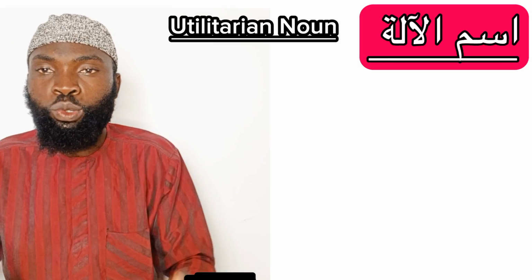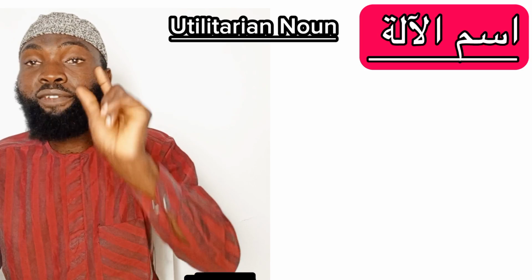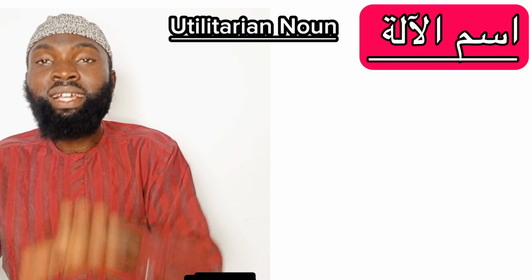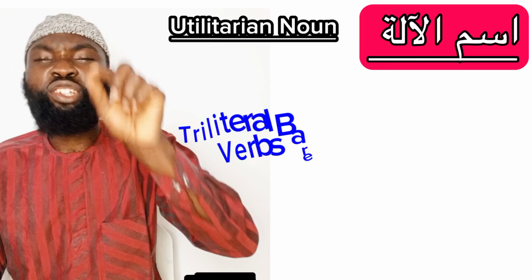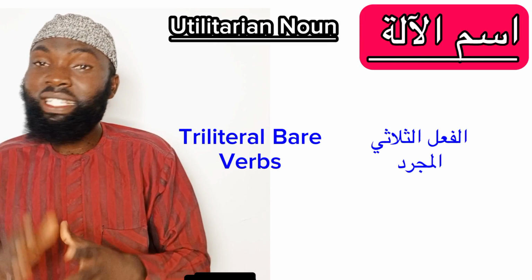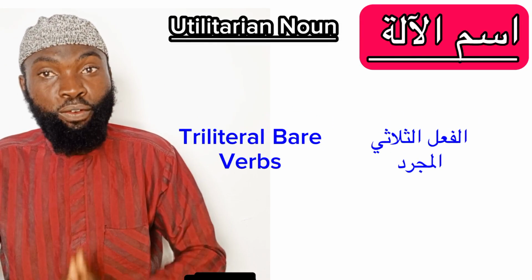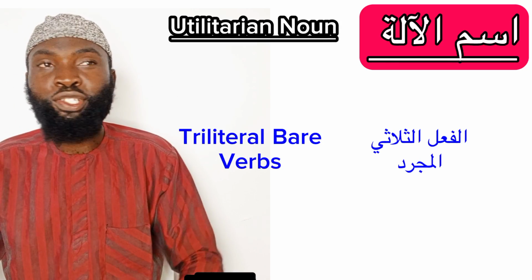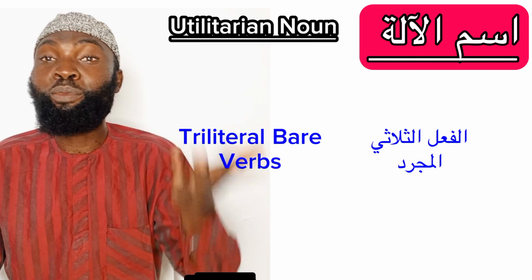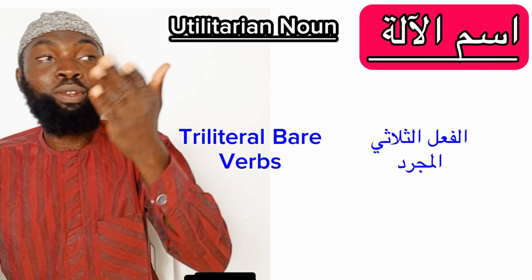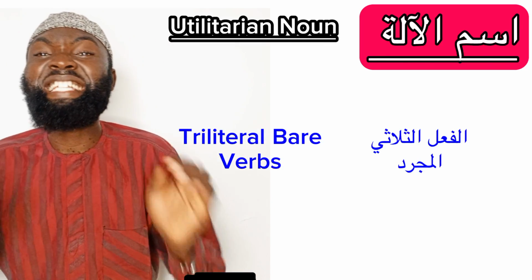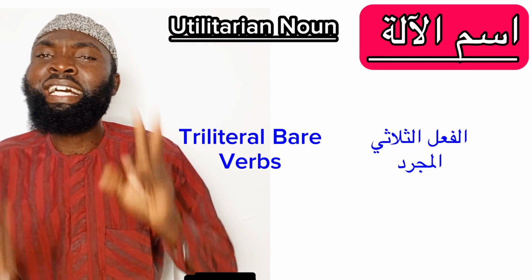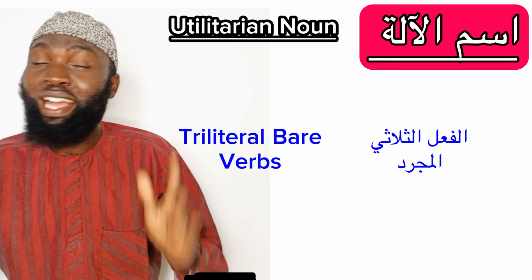The first note I want to give to you is that these utilitarian nouns are formed from triliteral verbs. What are triliteral verbs? This we have discussed in the link placed above. These are verbs which are formed from three-letter words. For example, you can see the word miftahun formed from the word fataha, the word mis'adun formed from the word sa'ada, the word miknasatun from the word kanasa. The words fataha, kanasa, and sa'ada are three-letter words, and these nouns are formed from them.